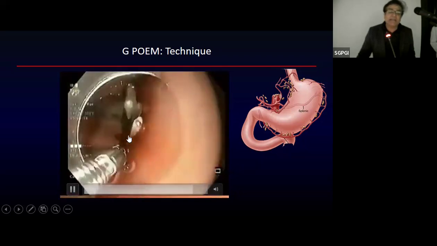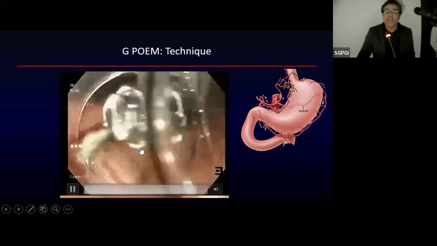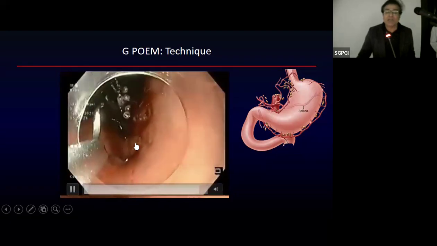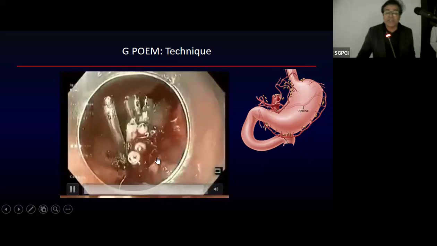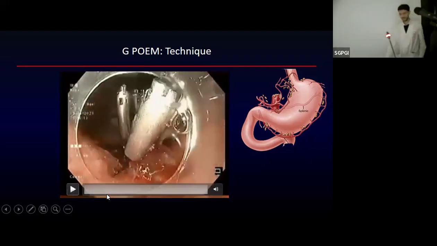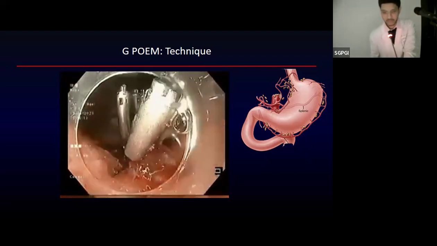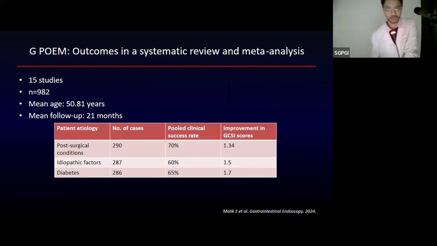And then as the last step, you need adequate closure of the incision that you have made. As you can see, we are using a lot of clips here. Sometimes it is difficult to close the incision, and then you may need a lot of clips. Having done this procedure successfully, the patient is under our follow-up for the last 2 years and is asymptomatic.